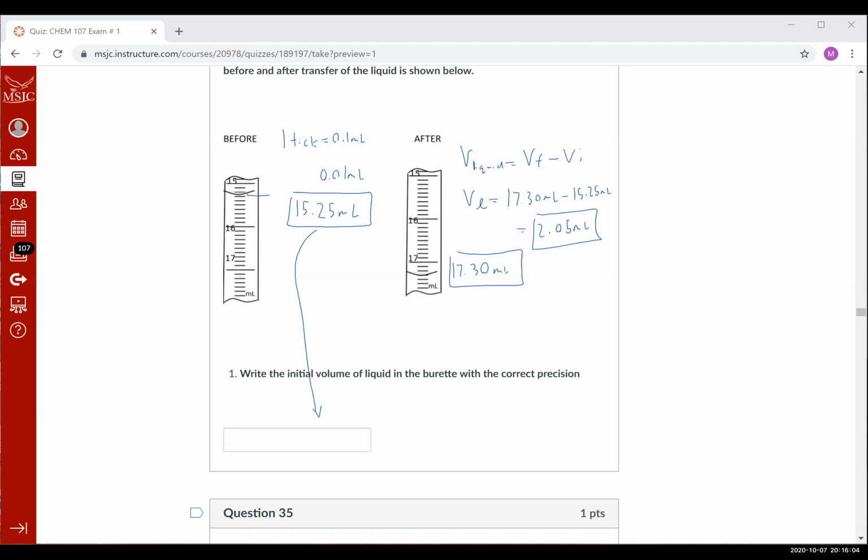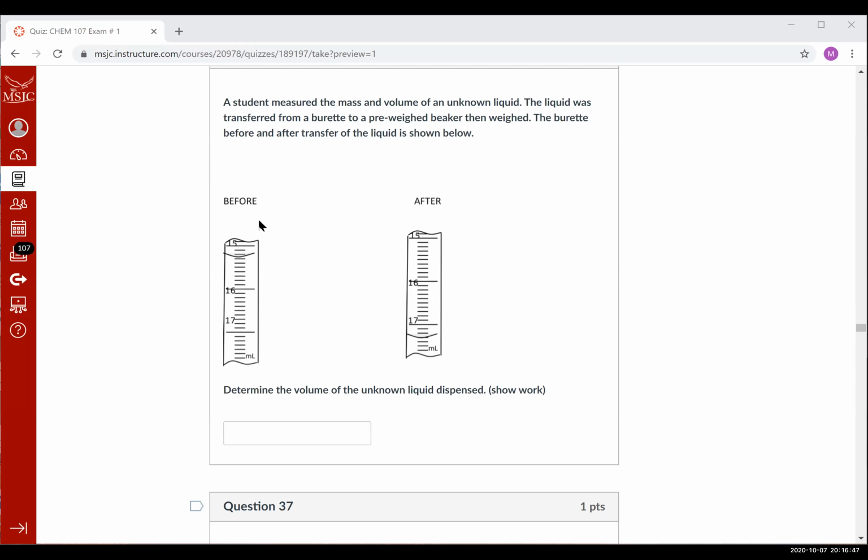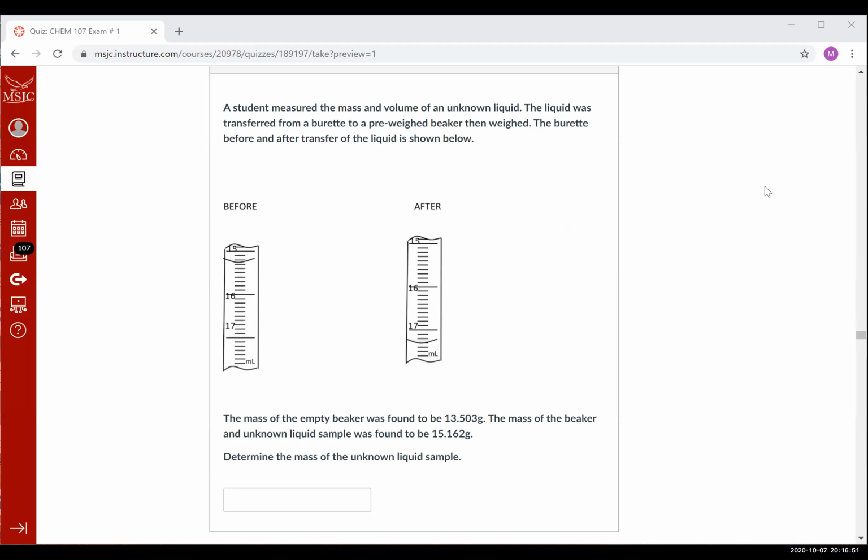Looking at the next part of this problem, we recorded the initial, final, and we figured out the volume of liquid. We're next given some mass data to work with. We have our empty beaker, and the mass of this beaker was found to be 13.503 grams. If we placed our liquid sample in the beaker, the mass was found to be 15.162 grams. So then we can figure out the mass of the liquid via difference. We take 15.162 grams minus 13.503 grams, and that in turn gives us a mass of liquid of 1.659 grams.